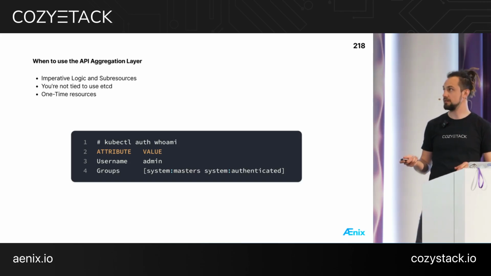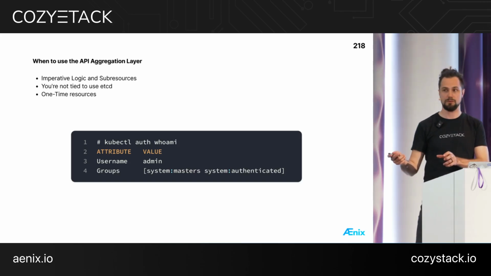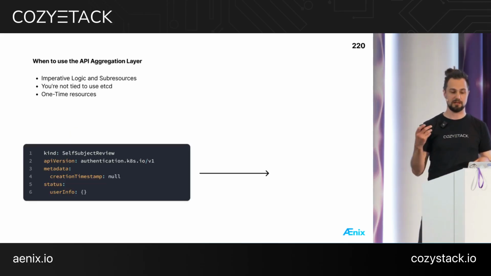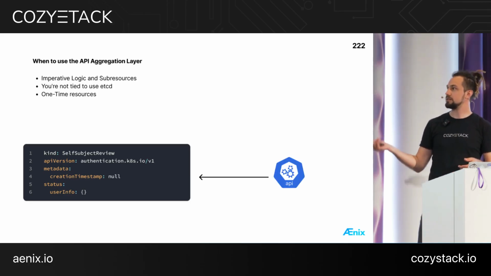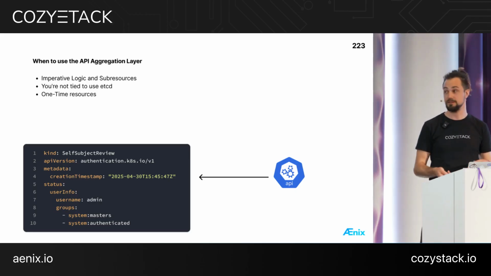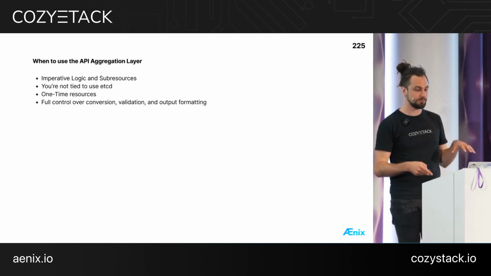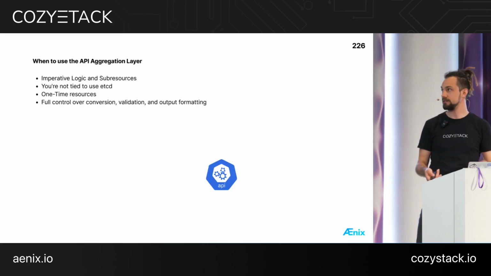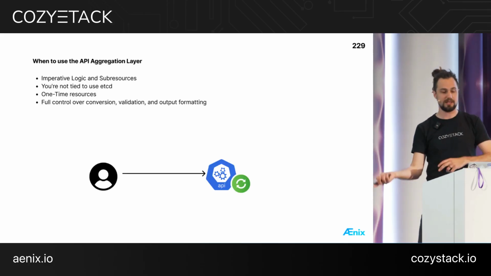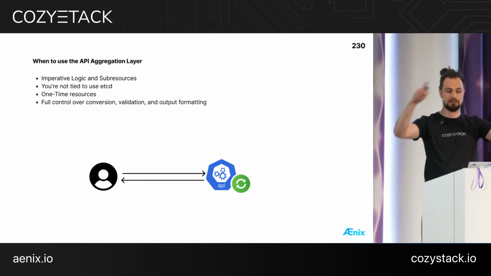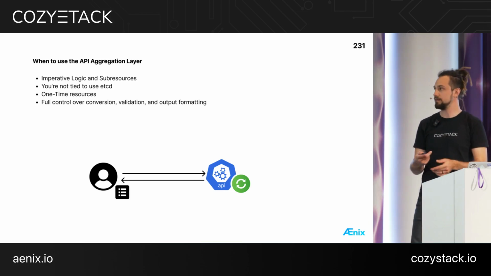For example, this command, kubectl auth, generates a request, it creates a SelfSubjectAccessReview resource, and the API server responds back with additional information here in status. With an API server, you have full control over conversion, validation, and output formatting. So you can send any requests, they can be modified by the API server, and you can actually render the table to the user how it will look.